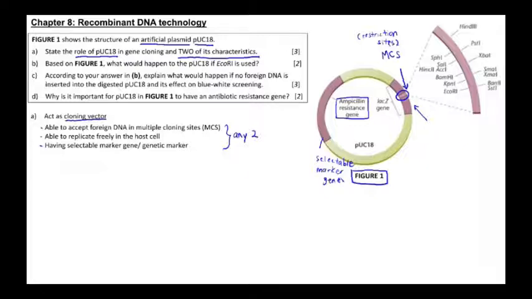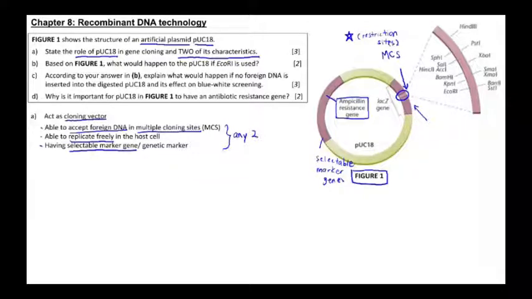Being a cloning vector, the plasmid must be able to accept foreign DNA in the multiple cloning sites, which is the part I mentioned just now. This is the part where the restriction enzyme cuts. The plasmid will also be able to replicate freely in the host cell, and it has the selectable marker gene or genetic marker, which in this case is the ampicillin resistance gene.